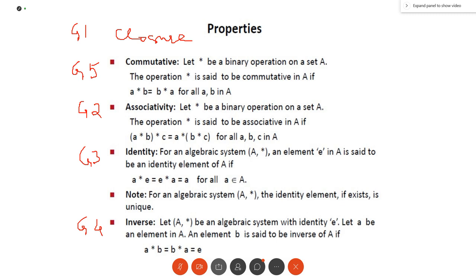Okay, I have not said anything new, Rima, actually. I'm just repeating last class things. We are just telling you the five properties of a group. We have already discussed this. From G1 to G4 we get a group, and with G5 it is an abelian group. Okay, next.